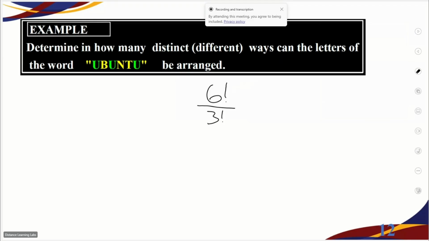And if you punch 6 factorial divided by 3 factorial in your calculator, it gives us 120, meaning the letters of the word Ubuntu can be arranged in 120 different ways. Now, with this, let us check the other examples that we have.